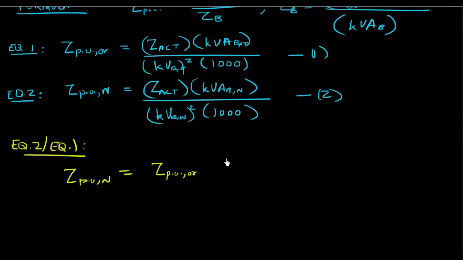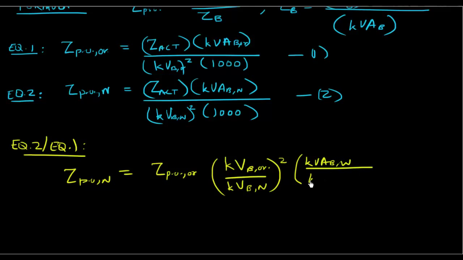Original, we're going to get, so this is here, right? So we're going to basically get kV base original over, remember you're doing equation 2 by 1, equation 2 over 1. So this remains in the denominator. Z actual will cancel each other out, the thousands will cancel each other out, and this would be kVA base new over kVA base original. Let me write new a little bit clearer.